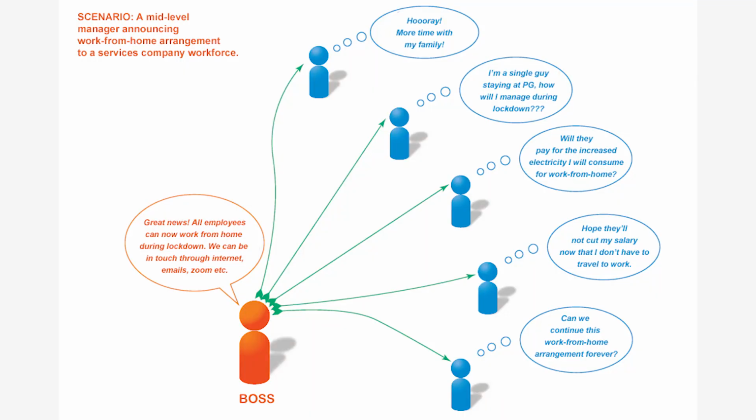Let us now take a look at a scenario. A mid-level manager announcing a work from home arrangement to a services company workforce. There is one boss who says, "Great news, all employees can now work from home during lockdown. We can be in touch through internet, email, Zoom, etc." This is one person sending one message.